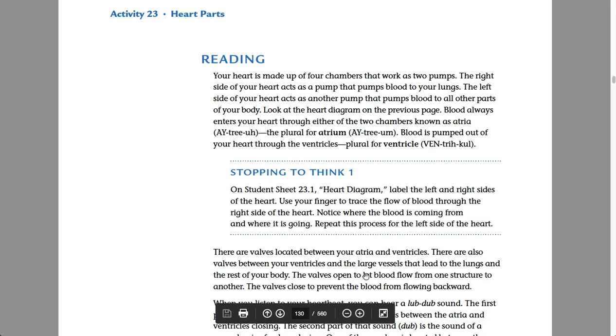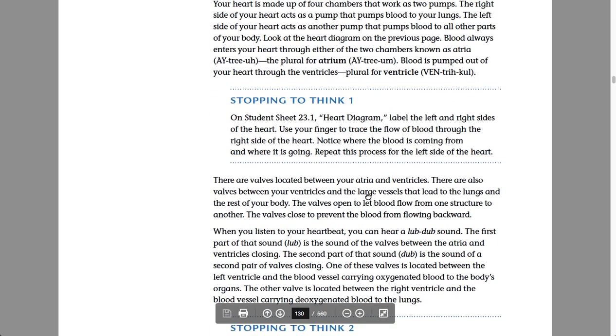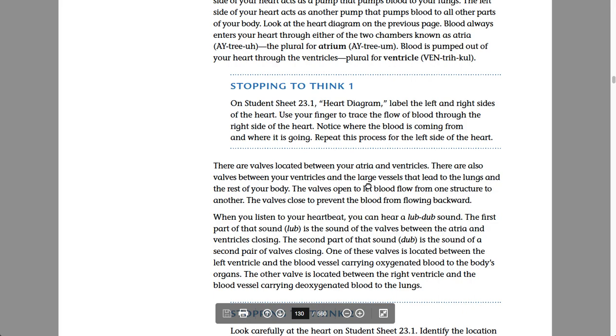I'm sorry, let me back up here. I apologize. The first part of that sound, the lub, is the sound of the valves between the atria and the ventricles closing. The second part of that sound, dub, is the sound of a second pair of valves closing. One of these valves is located between the left ventricle and the blood vessel carrying oxygenated blood to the body's organs. The other valve is located between the right ventricle and the blood vessels carrying the deoxygenated blood to the lungs.